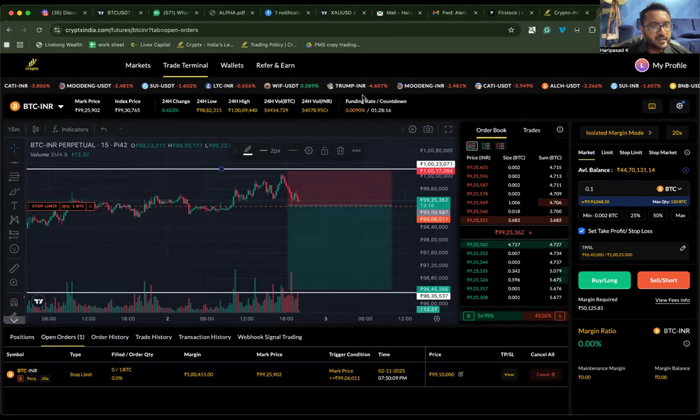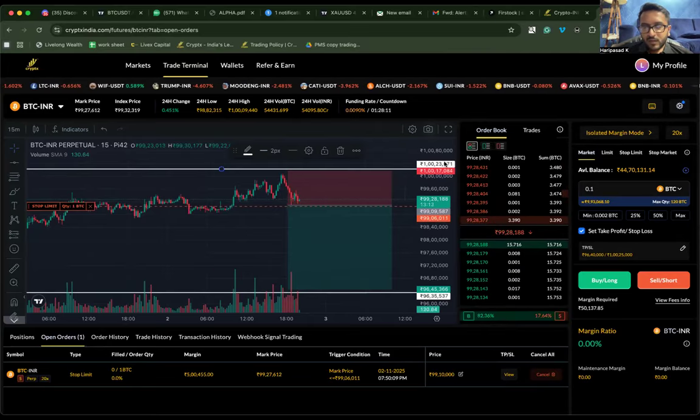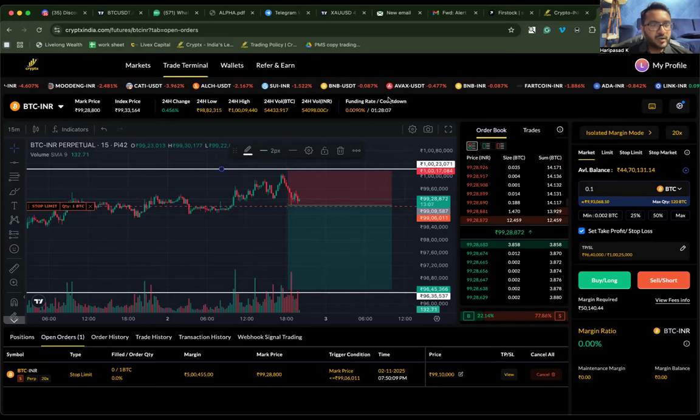So the next question that we are getting, let me just look into it. Yeah, this strategy is purely a price action based strategy. Whatever strategy we have discussed today is a pure price action based strategy. There is no indicator, nothing.